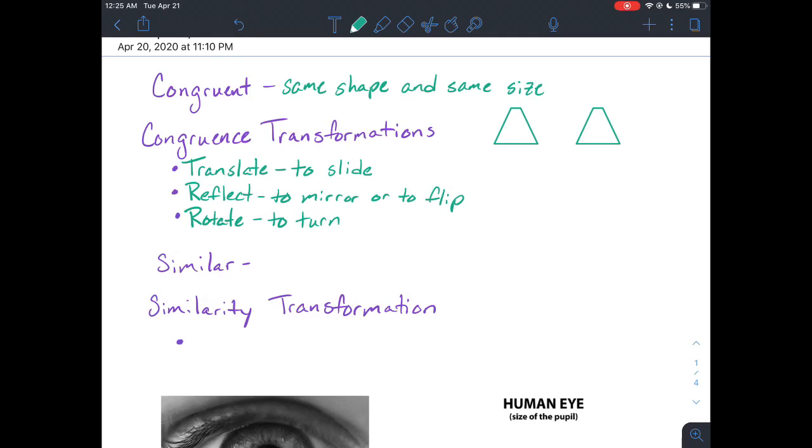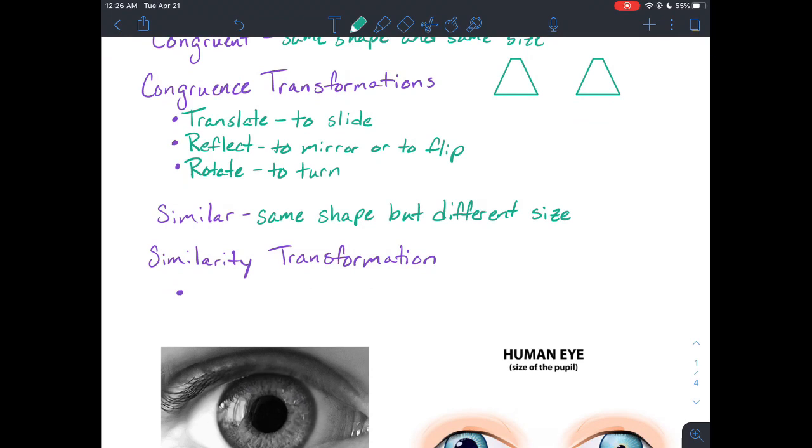In math, the word similar is a little different than it is in normal everyday life. In normal everyday life, the word similar means mostly the same, same but different. In math, similar specifically means that it's exactly the same shape, but it is a different size. Okay? The shape doesn't change, so as it gets bigger and smaller, it stays proportional. We only have one similarity transformation, and we call that a dilation. So the word dilate means to change size or to get bigger or smaller.